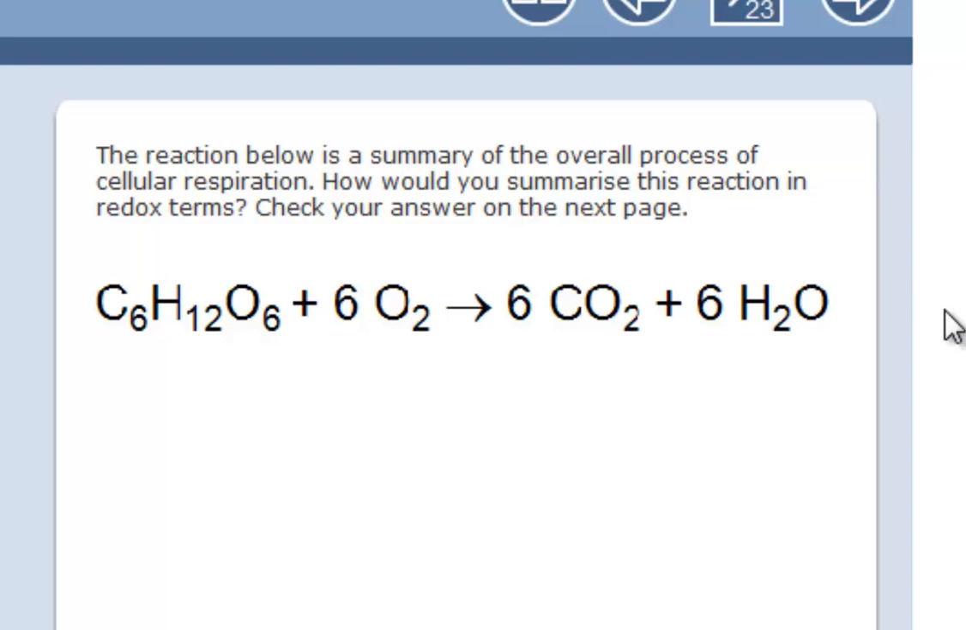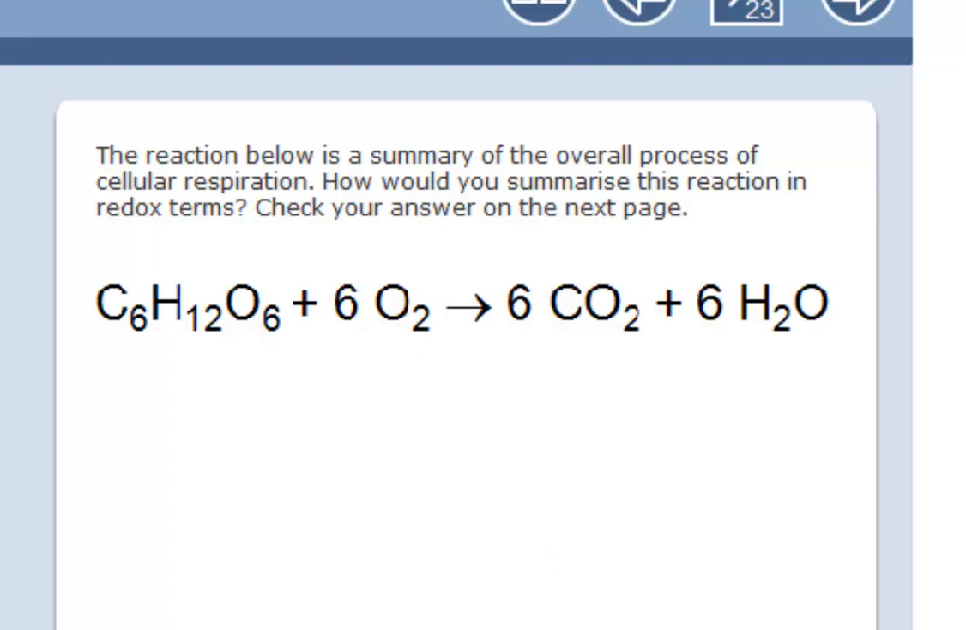What I'm asking you to do here is summarise the reaction in redox terms. Now, what do I mean by that? What I mean is which species are being oxidised and which are being reduced. In this case, I'm not really talking about molecules, I'm talking about parts of molecules. You might want to think about what the most important element in biological chemistry is, and why we breathe. We breathe to get... I'm giving you a bit of a clue there. So pause the video and have a little think about that.